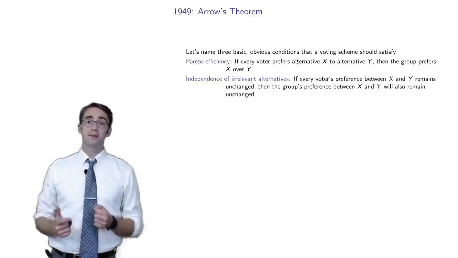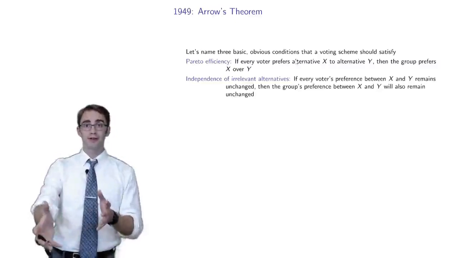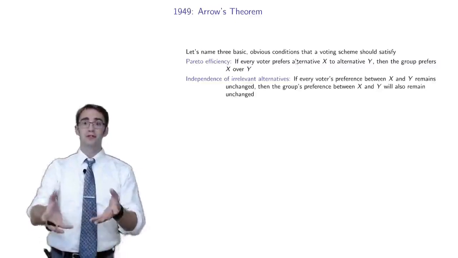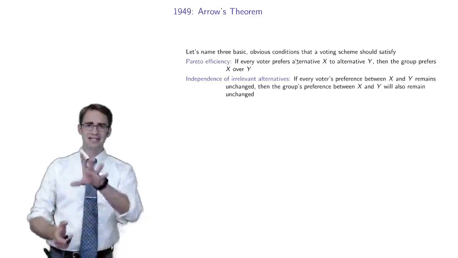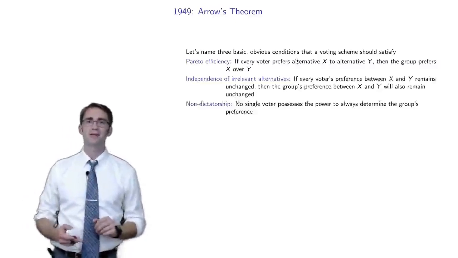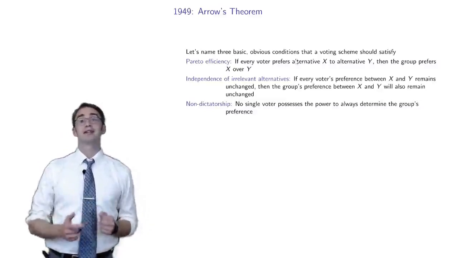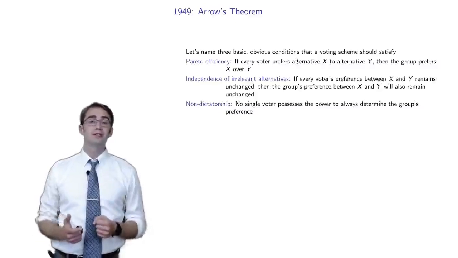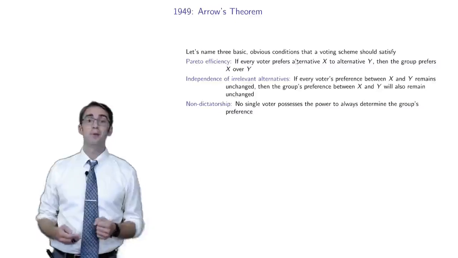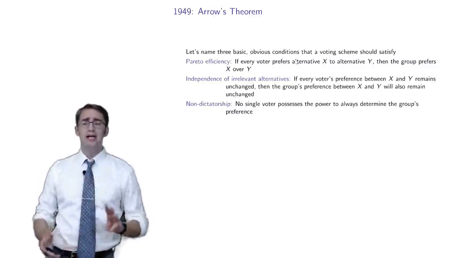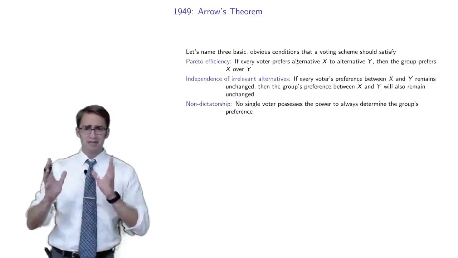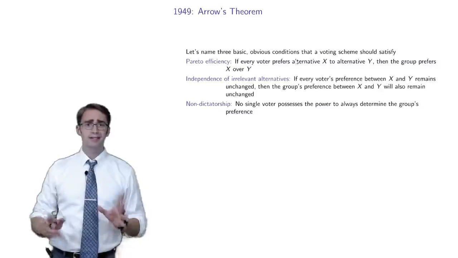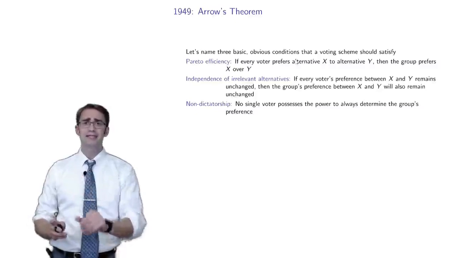This is just extending that principle to a group, right? If all of the voters' preferences between X and Y do not change, then neither should the assessment from the group. You'll see an example of this to make it more clear, but I hope I've given you a rough idea. Non-dictatorship: no single voter possesses the power to always change the group's preference. That's a no-brainer. So those are three conditions. These are three basic properties that any good voting system really ought to satisfy. These are weak conditions that we've established here.